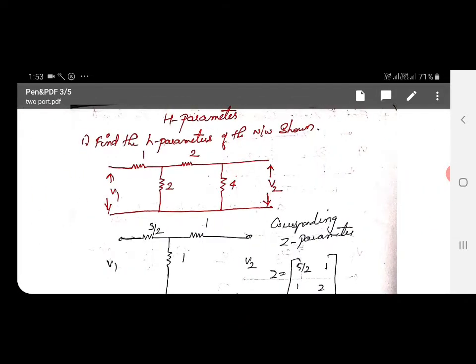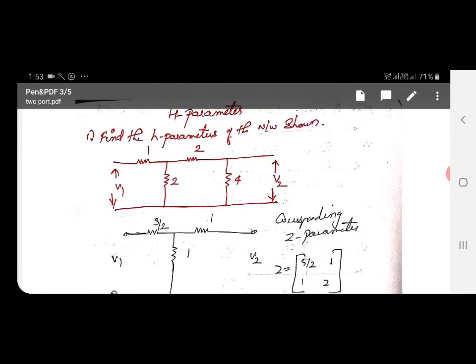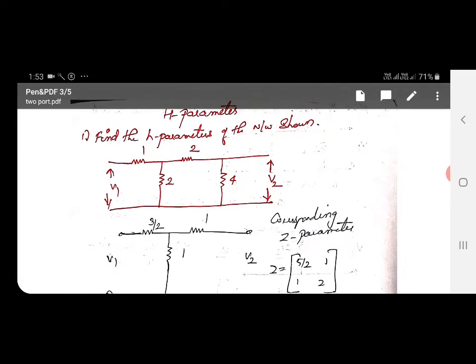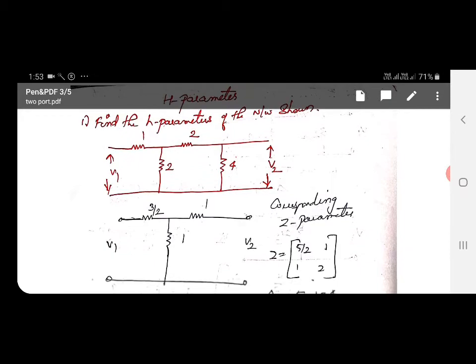See the question. Find the H parameter for the network shown. Here the given network is a pi network combined with one series resistor. The given network is a pi network, and this equivalent pi network should be converted into a T network. Delta should be converted into a T network.